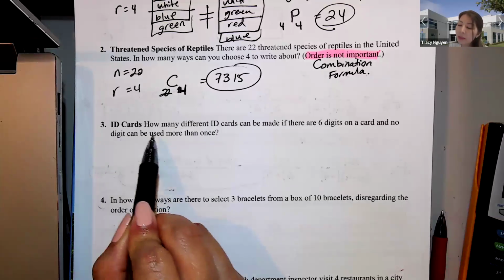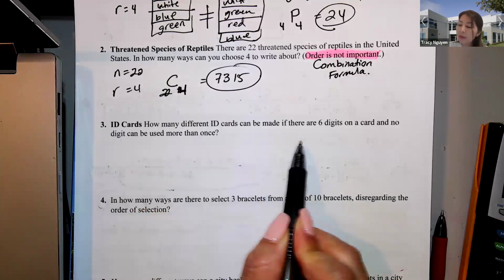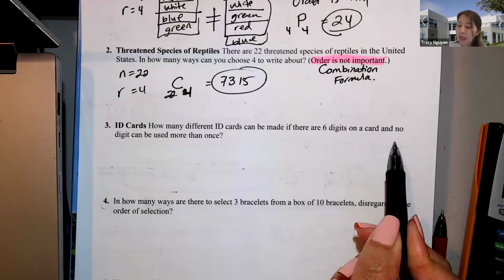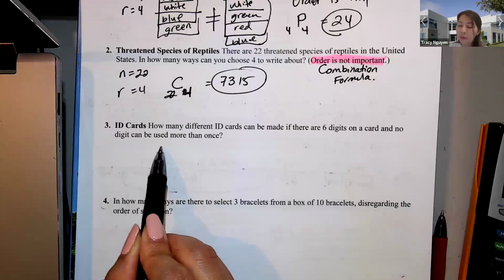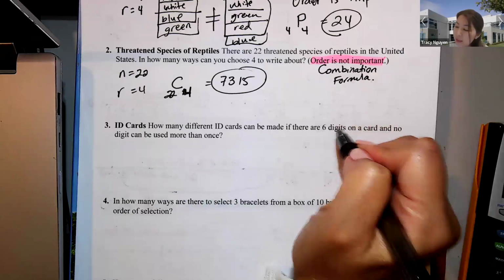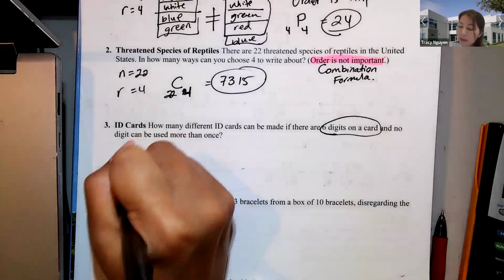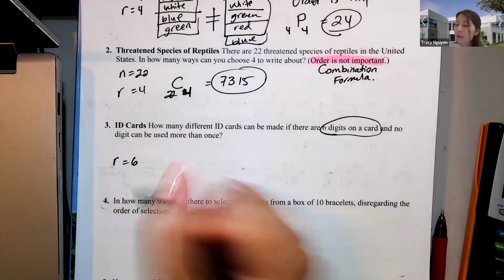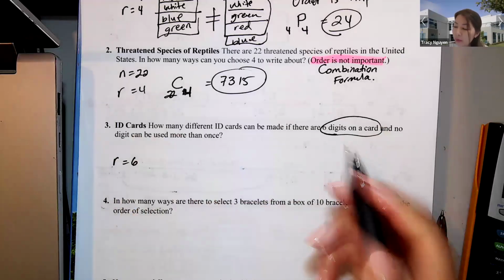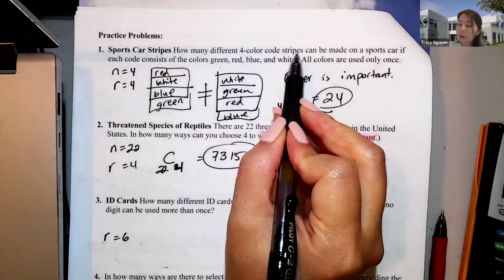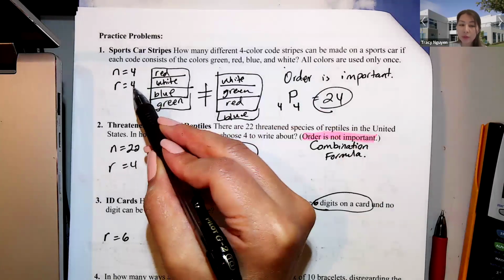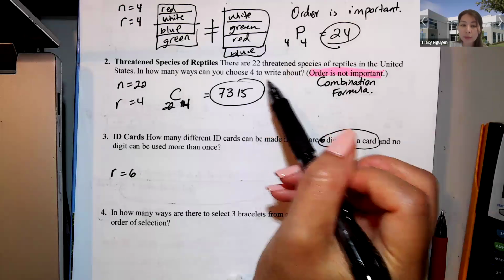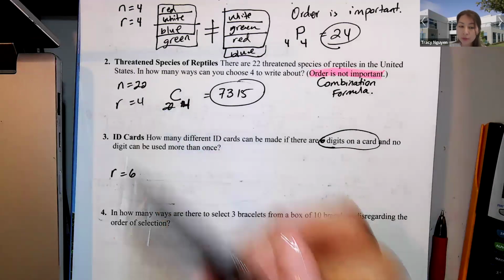ID card. How many different ID cards can be made if there are 6 digits on an ID card and no digits can be used more than once? Okay, there are 6 digits on a card. That means this number 6 here is r. We're picking 6 digits, okay? This is not the value of n. In the previous problem, there were 4 colors, we choose 4. So n equals 4, r equals 4. Here there are 22 plant species, we choose 4 to write about. So n equals 22, r equals 4.